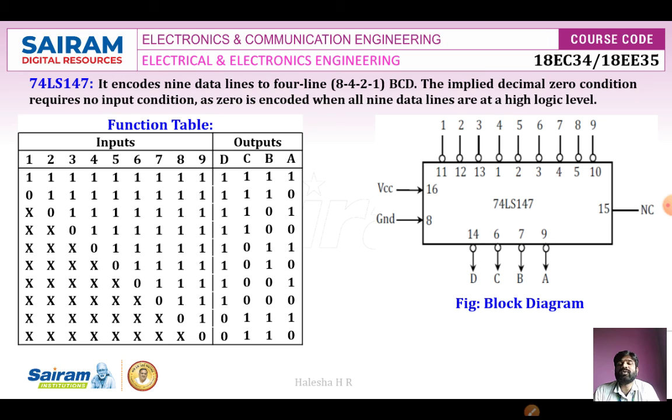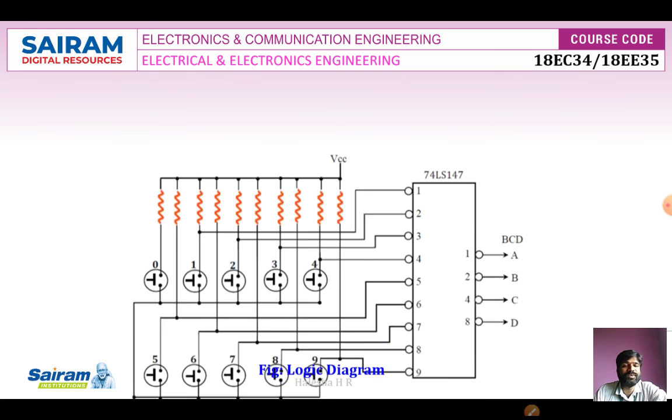In the first row, all are 1, which means none are selected. So by default, it selects 0, and the corresponding code is four ones. In the next row, one input is selected and the remaining are not selected, so the corresponding code is 1110. In the next row, 1 is don't care and 2 is 0. Input 1 can be either 0 or 1, and it selects 2. Similarly, in the next row, 1 and 2 are don't care, 3 is selected, and the remaining are not selected, so the corresponding code is 1100. So this is the function table of the 74LS147. Remember, it is a 9 to 4 priority encoder. It is also called a decimal to BCD priority encoder.